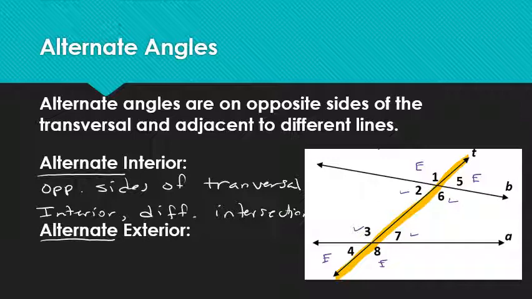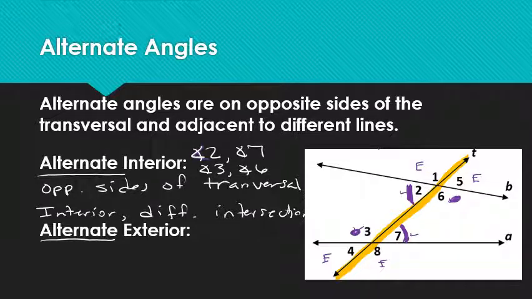So if I look on this picture and I think about alternate interior, I have angle 2. It's going to be on the opposite side of the transversal and interior, so that leaves me with 6 and 7. And then the fact that it has to occur at a different intersection leaves me with angle 7. So angle 2 and angle 7 are alternate interior angles. And then I could also look at angle 3, it's interior, so angle 3 would be alternate interior to angle 6. So I could also use angle 3 and angle 6.